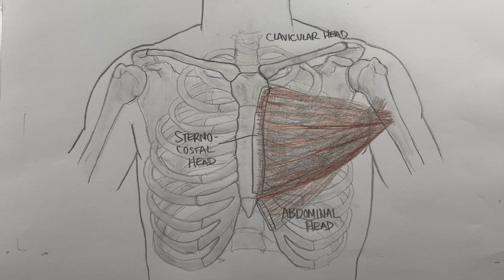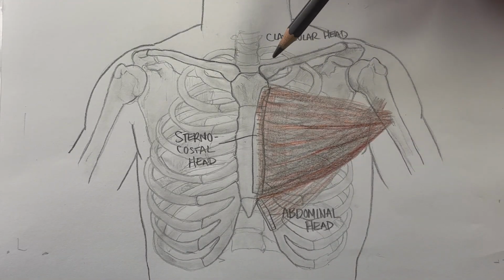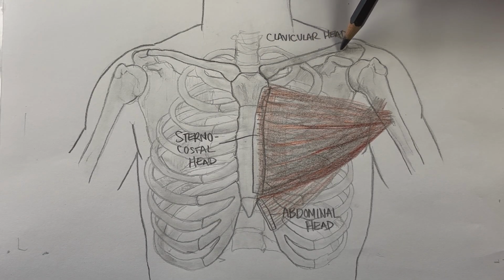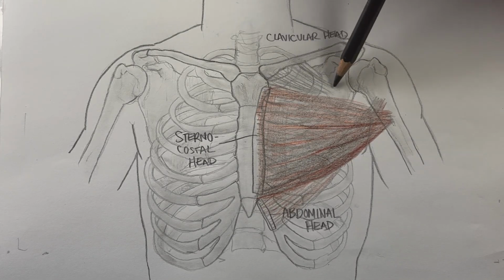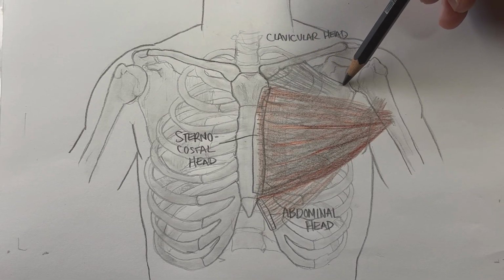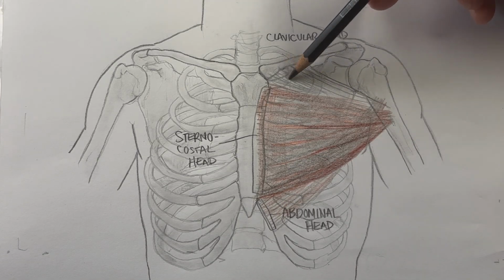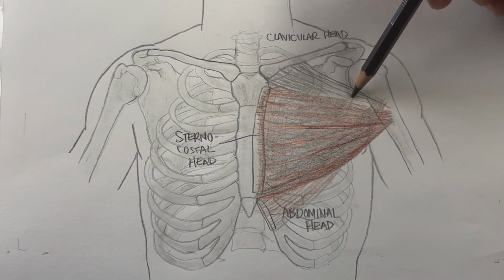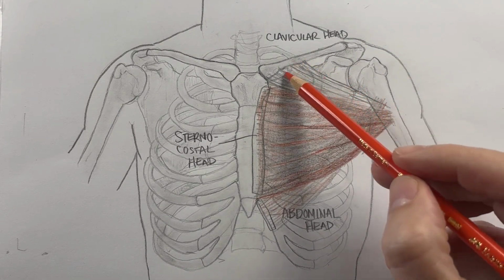Now, the clavicular head, or the upper pecs, do not attach to the entire clavicle. They just go to about half of the clavicle. So we're talking about there, to about there. And these will attach like this. I'll just color that in too.